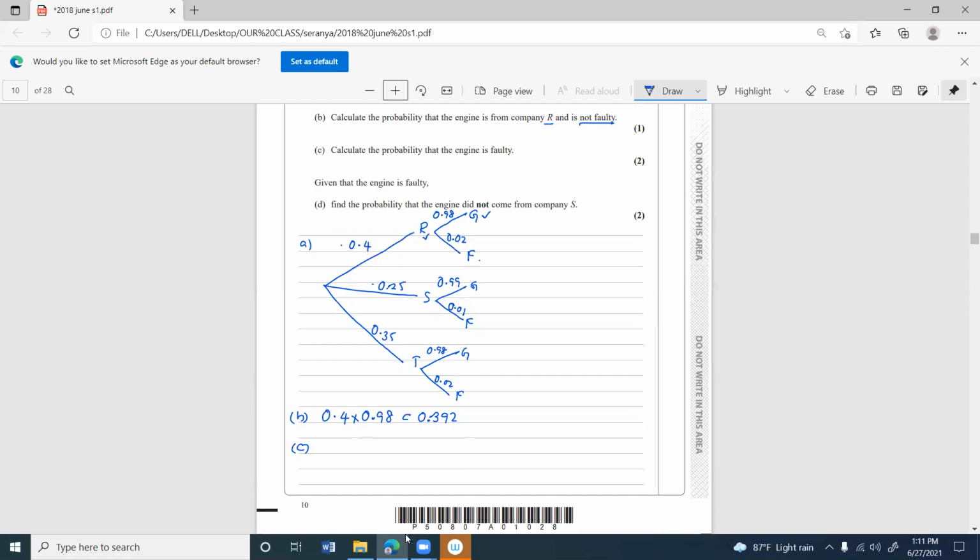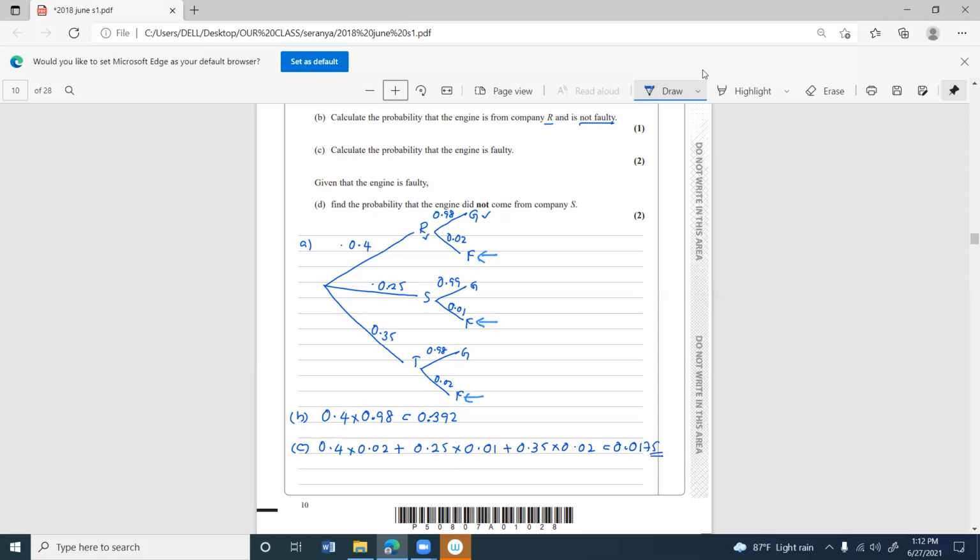Then that is 0.392. Calculate the probability that the engine is faulty. The faulty combinations are these ones. These are the combinations of being faulty. This is one combination, this is another combination, and this is another combination. So those are the 3 combinations. Then the probability would be 0.4 into 0.02 plus 0.25 into 0.01 plus 0.35 into 0.02. That becomes 0.0175, which would be the answer for that.